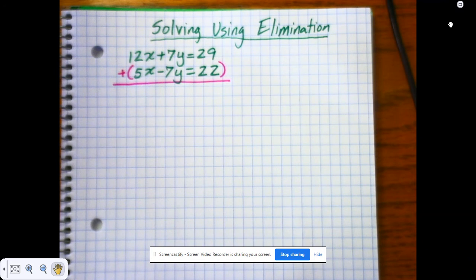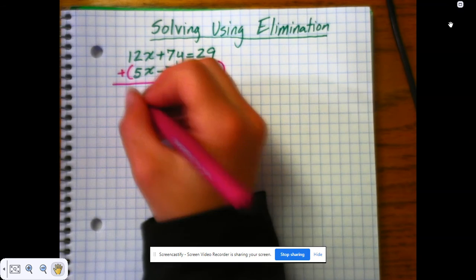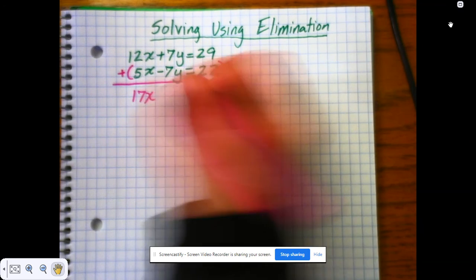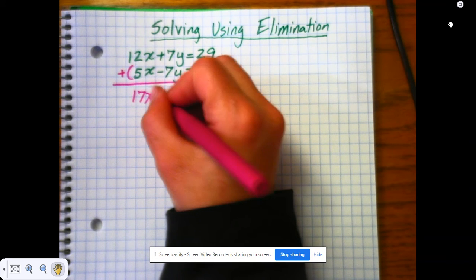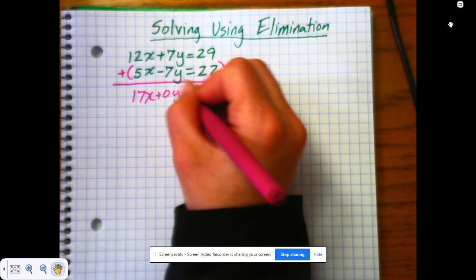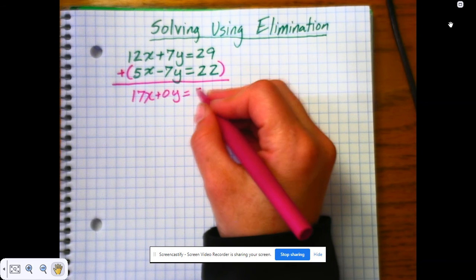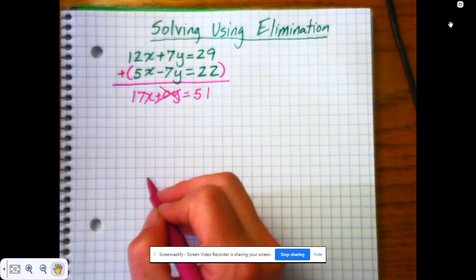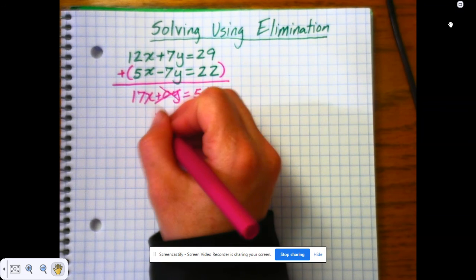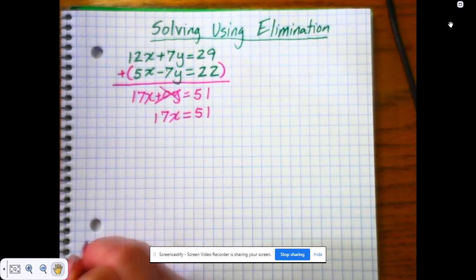So let's take a look at that. 12x plus 5x are like terms, and that will add to 17x. 7y plus a negative 7y will be 0y. And 29 plus 22 will be 51. And again, I don't even really need to write a 0y. I can just go ahead and write 17x equals 51. And now I just need to solve for x.